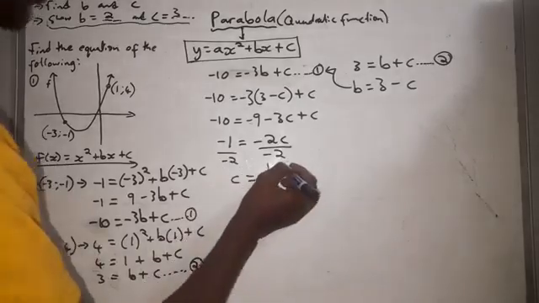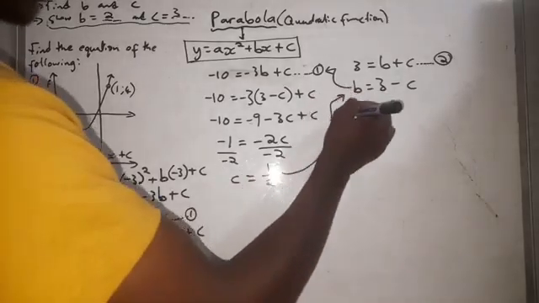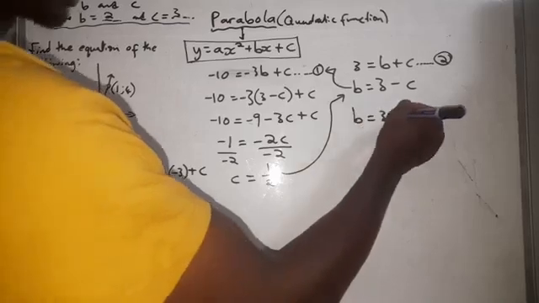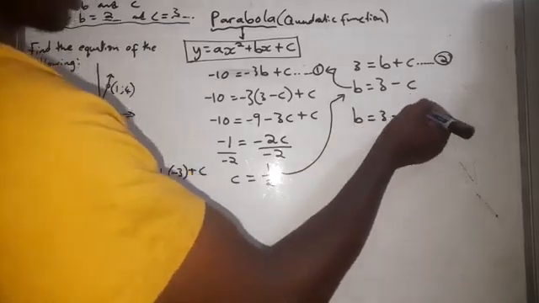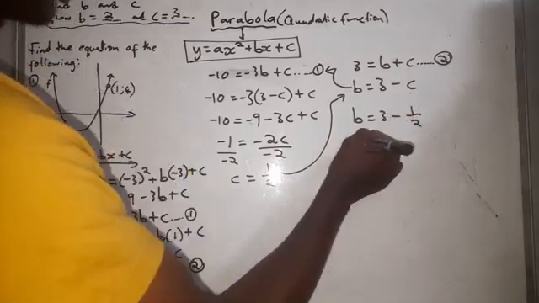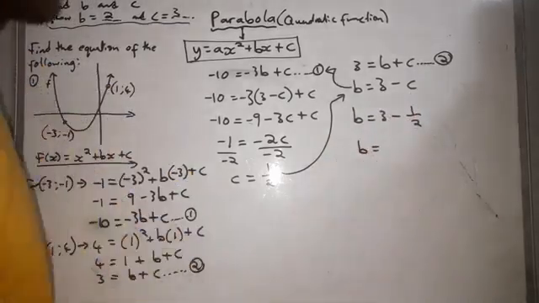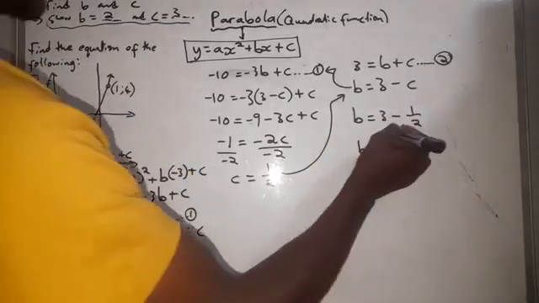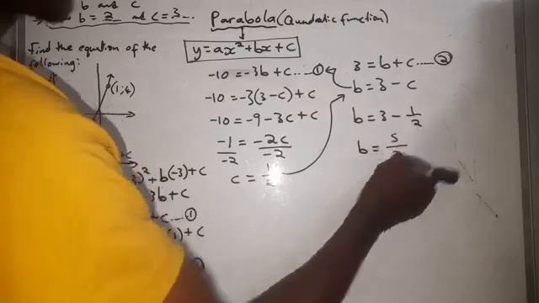Now that I found the value of c, I'm going to plug it back there, making b equals 3 minus c. The c is 1 over 2, making b 5 over 2, I suppose. Yeah, this has to be 5 over 2.